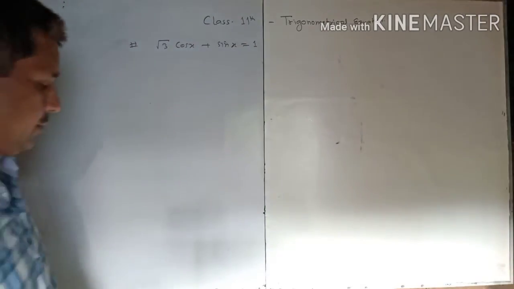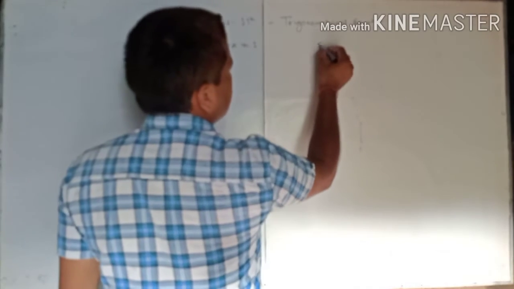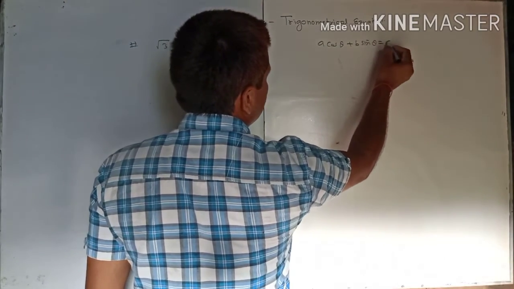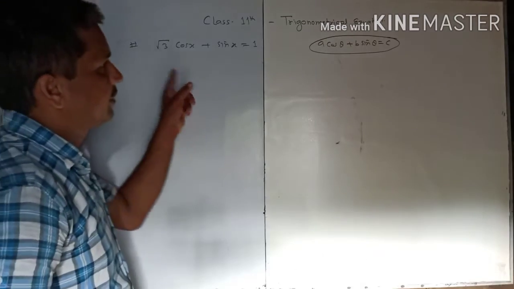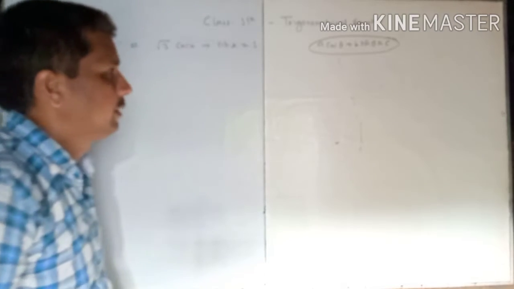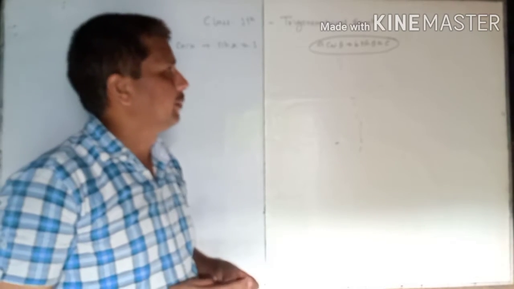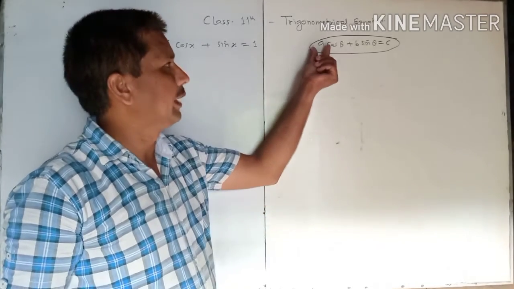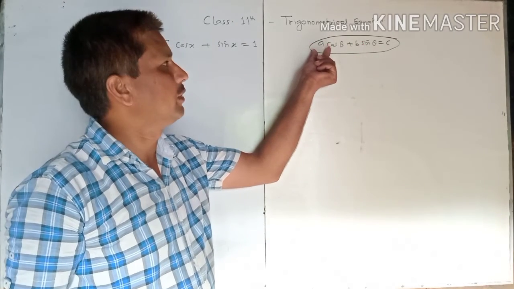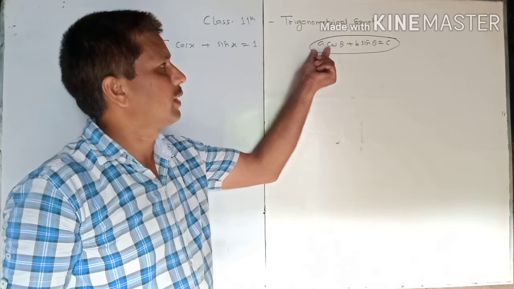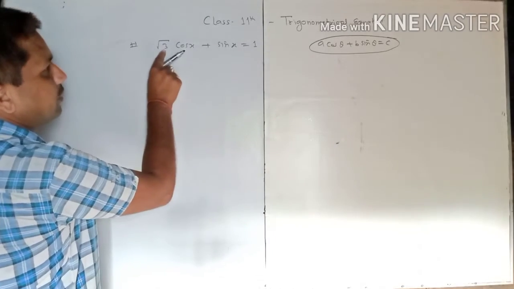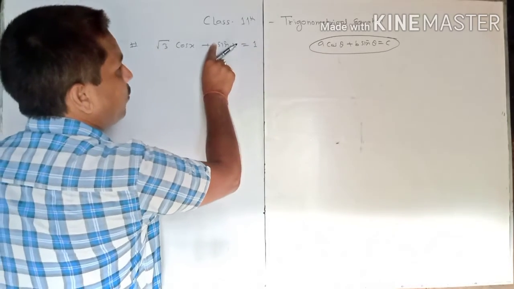Next, root 3 cos x plus sin x is equal to 1. This question is of the type a cos theta plus b sin theta is equal to c. This question is based on this article. So in this article, you know, we divide both sides by under root a square plus b square. A square plus b square means coefficient of cos theta square plus coefficient of sin theta square. A means root 3 and b means 1.